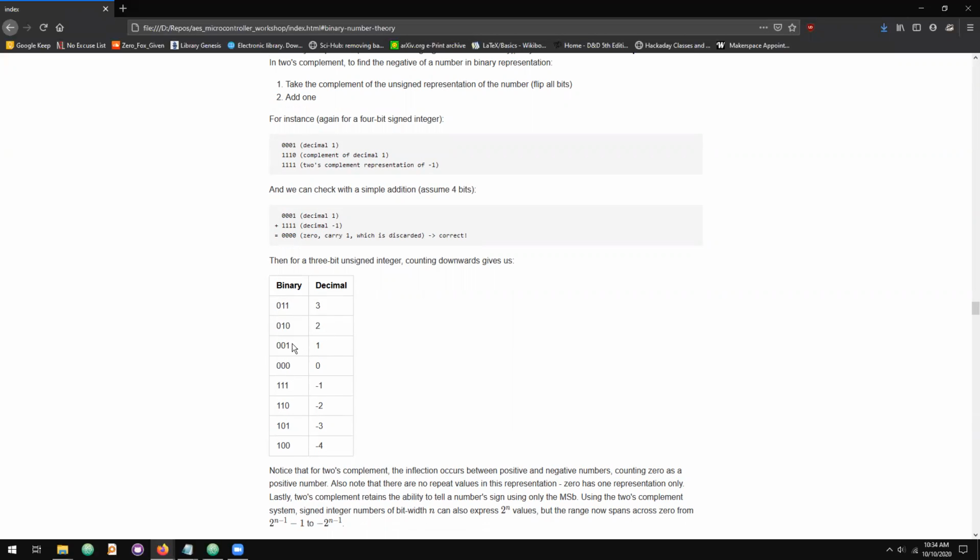So 1 you can invert, as we saw. 2 you can also invert. So all of the positive numbers do still count up as if it was an unsigned integer. And the negative numbers also have their own pattern, but rather we're counting down to the largest value representable, outside of that most significant bit.